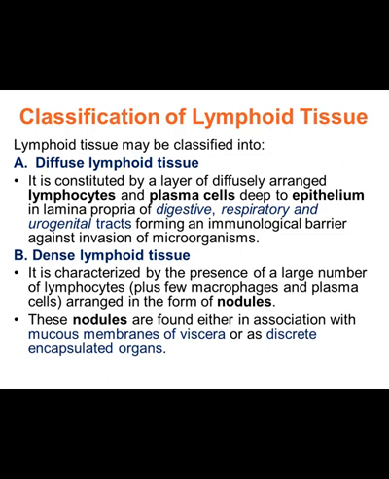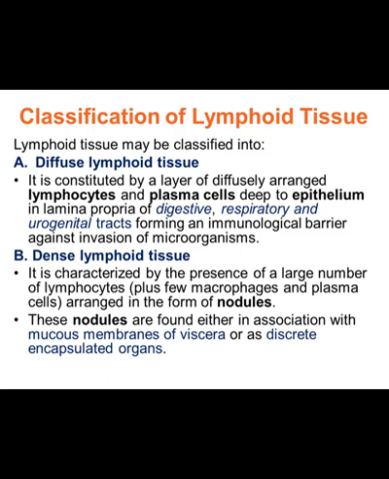In diffuse lymphoid tissue, it is constituted by a layer of diffusely arranged lymphocytes and plasma cells deep to the epithelium in the lamina propria of digestive, respiratory, and urogenital tracts, forming an immunological barrier against invasion of microorganisms.